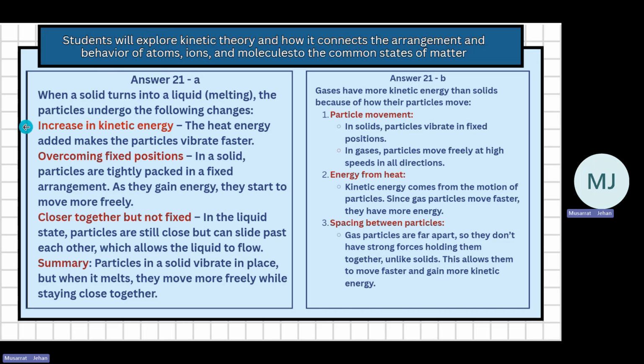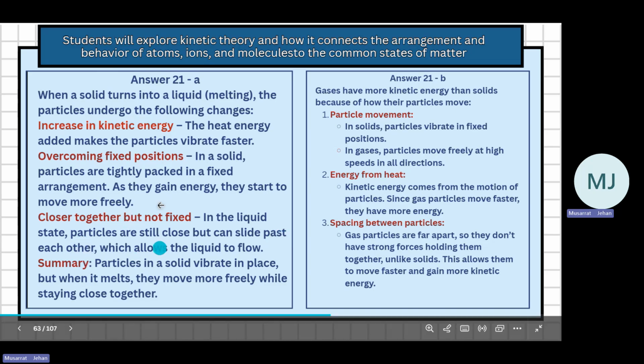Firstly, there is an increase in kinetic energy. The heat energy added makes the particles vibrate faster. In a solid, particles are tightly packed in a fixed arrangement, but when they gain energy, they move more freely. In the liquid state, particles are close, but they cannot move very far away from each other. They just slide past each other, and so the liquid can flow. So particles in a solid vibrate in place, but when it melts, they move more freely while staying close together. I hope that makes you understand.